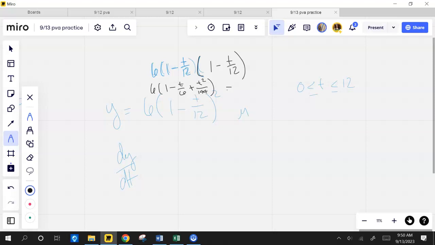All right, so I'm probably going to go ahead and distribute this, even though you really don't have to, but all of those are divisible by 6. 24 plus t squared over 24. All right, here's my y. Are we all in agreement?